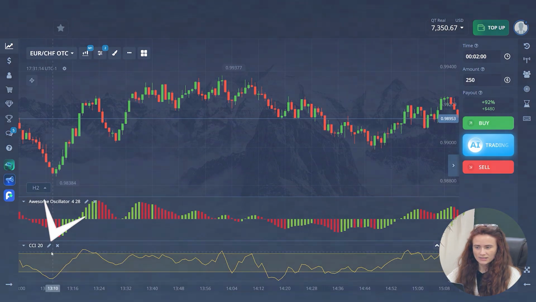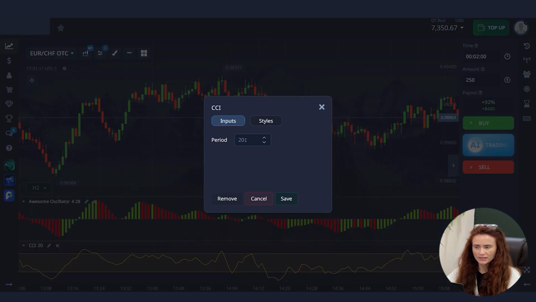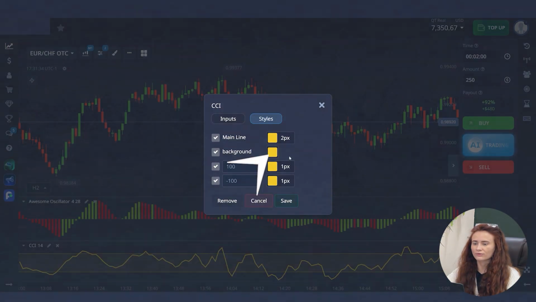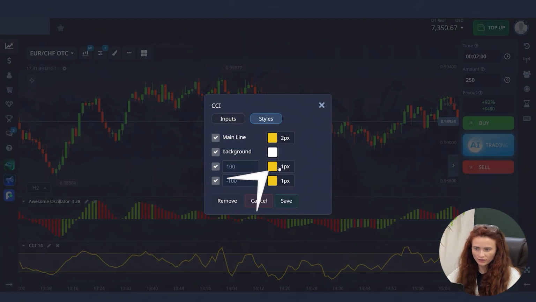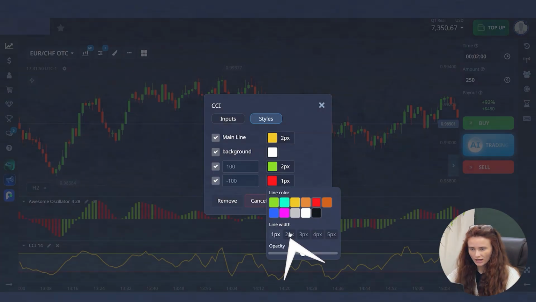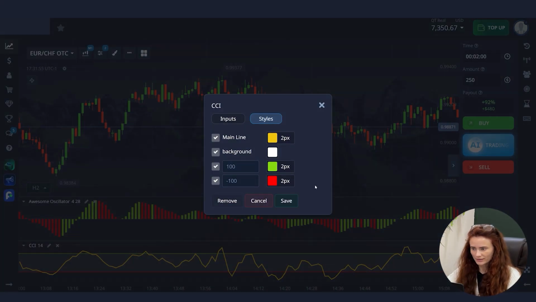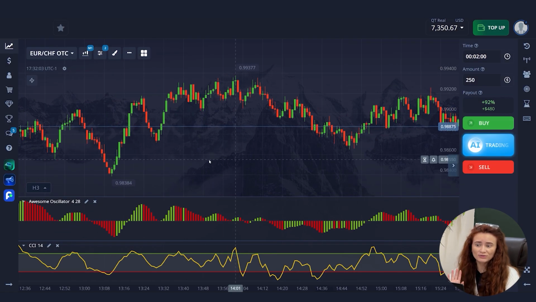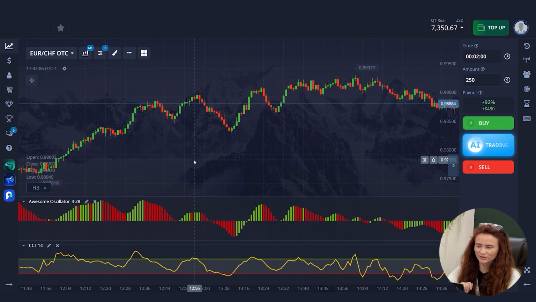And now open the CCI settings. The period of the indicator must be reduced to 14, so the indicator will give a signal earlier. In the style settings, you need to increase the thickness of all lines. The background color of the indicator will be white. Level 100 will be green and minus 100 will be red. And at this point, the configuration is complete already, so you can start searching for situations and open trades.